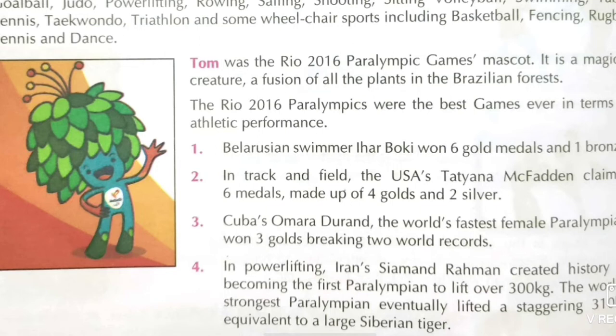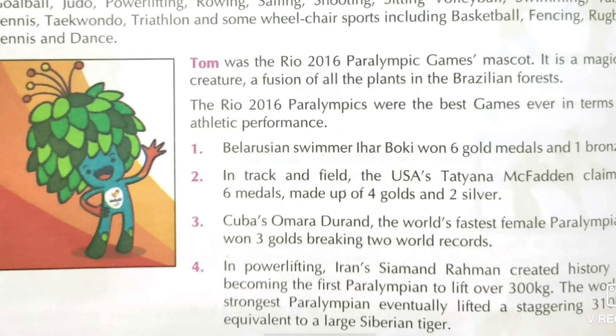In track and field, the USA's Tatyana McFadden claimed 6 medals made up of 4 golds and 2 silvers. Cuba's Omara Durand, the world's fastest female Paralympian, won 3 golds, breaking 2 world records. And it's also a great thing for women.